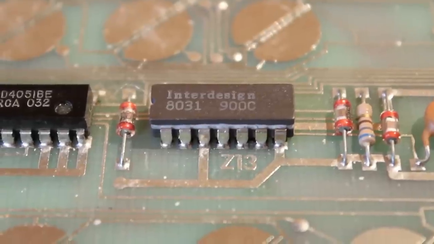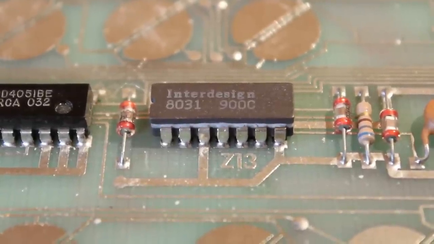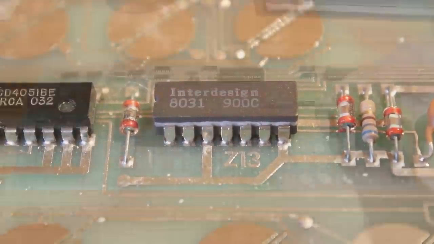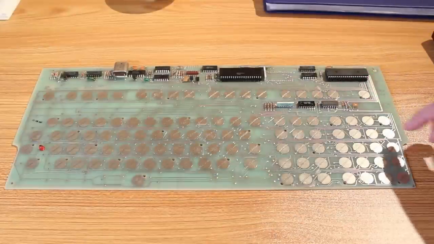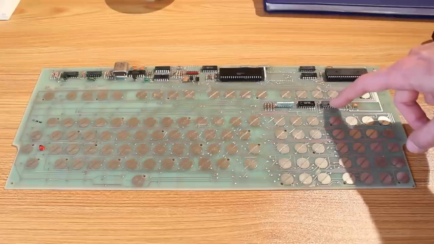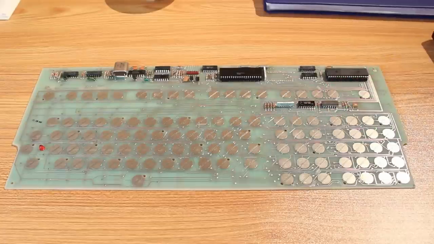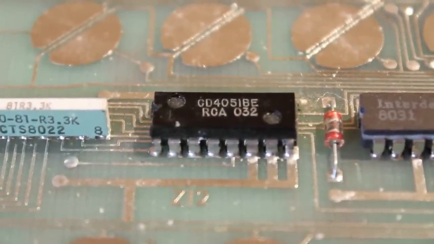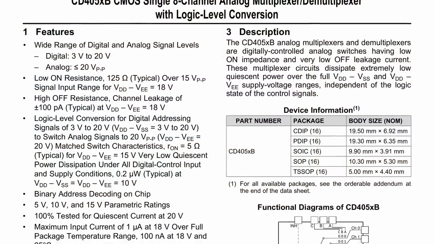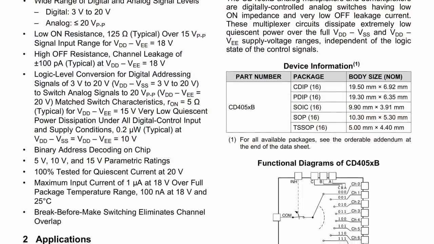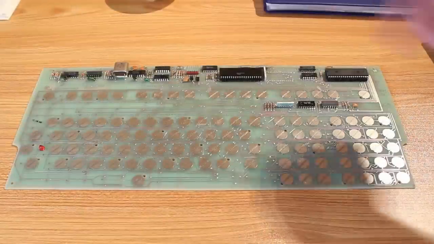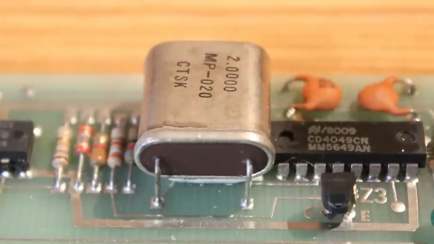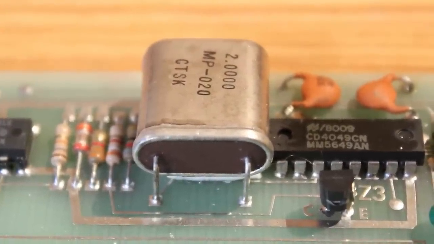Now down here, we've got an InterDesign 900C. I have absolutely no clue what kind of IC that is. I tried Googling it and couldn't find anything about it, but it has a very nice ceramic package. The IC right next to it is a CD4051. This is a multiplexer chip. And then the rest of these are 7400 series logic ICs. And then we have probably the largest 2 megahertz crystal can I've ever seen. That's really cool up there.